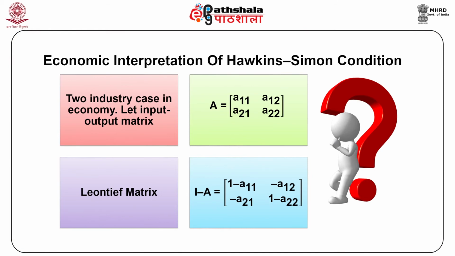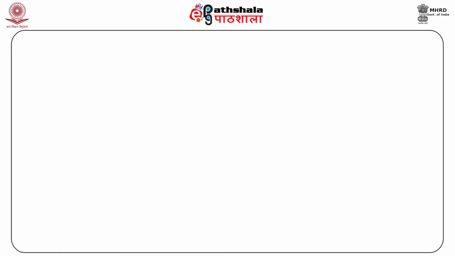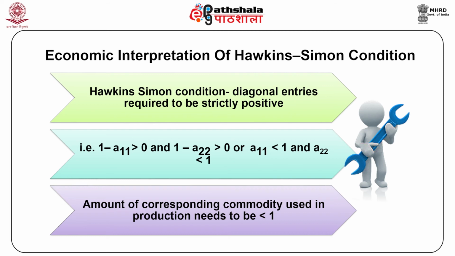Let the input and output matrix be A equal to [a11, a12; a21, a22]. The Leontief matrix is I − A equal to [1 − a11, −a12; −a21, 1 − a22]. By the first part of the Hawkins-Simon condition, the diagonal entries are required to be strictly positive. That is, 1 − a11 is greater than 0 and 1 − a22 is greater than 0, or 1 is greater than a11 and 1 is greater than a22. That is, the amount of corresponding commodity used in production needs to be less than unity.